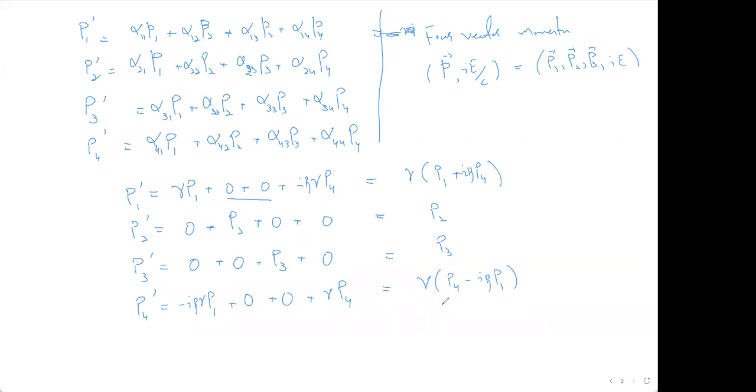Yes, sir. See, I can write down this equation as P1 dash. What are P1, P2, P3? These are the coordinates: Px, Py, Pz, and P4 is the energy component. So I will write this equation as P1 dash, P2 dash, P3 dash, P4 dash, isn't it? I will rewrite these equations. See how I will rewrite these equations here.